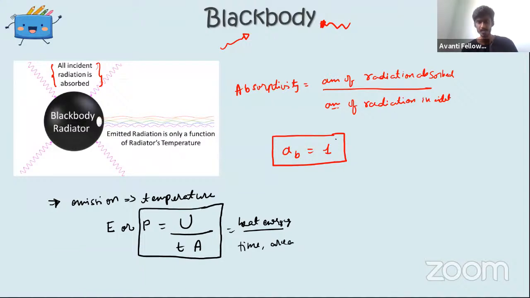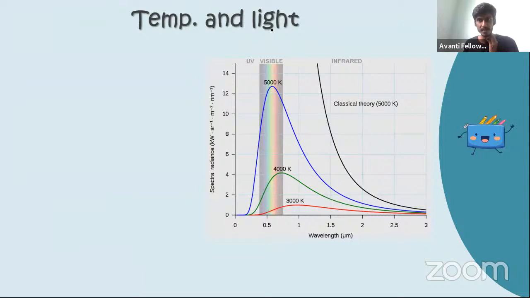So I believe you are clear with what is absorptivity and emissivity, right? If I put 100 becquerel of radiation and it absorbs 98% of radiation, absorptivity is 0.98. And how much radiation it is going to emit depends on the temperature. So let me tell you how it depends. Give me a second here.